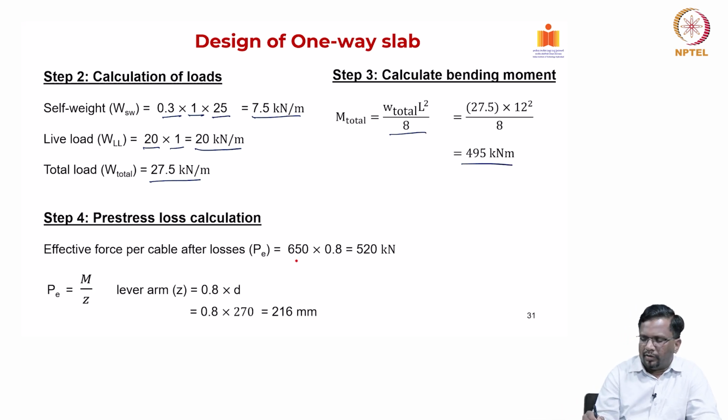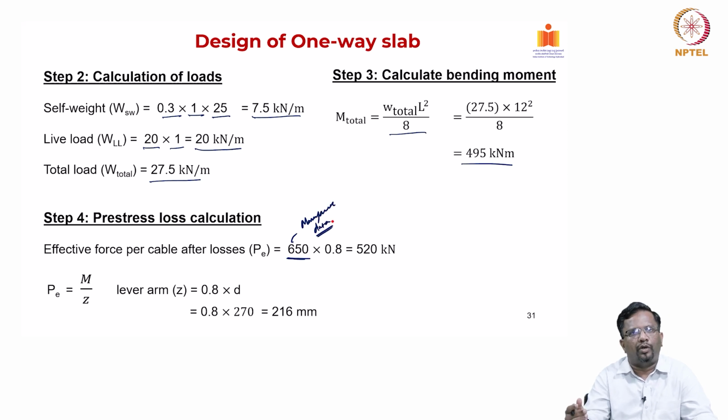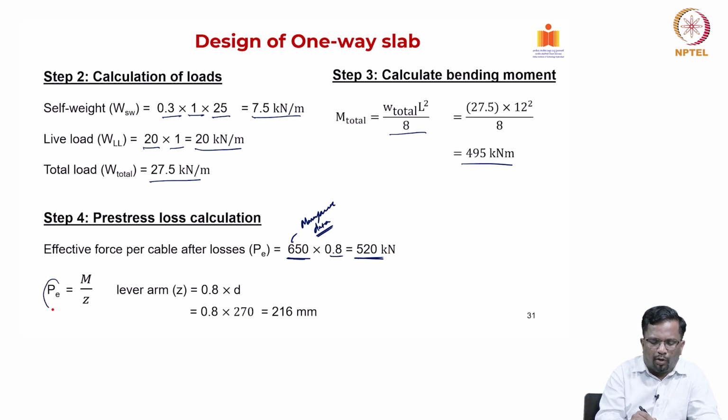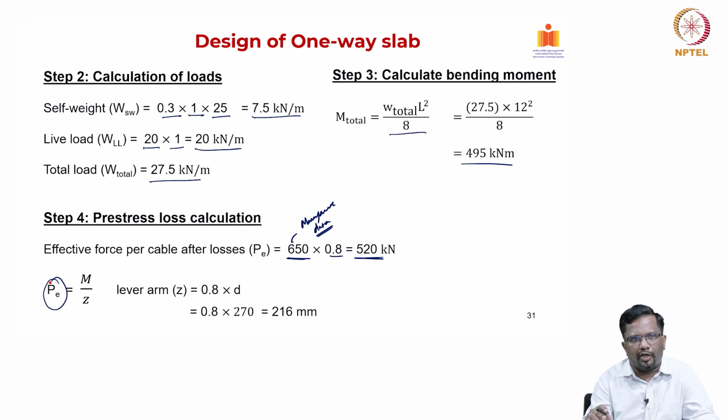Now, we have seen what one single cable can take from the manufacturer data. They say each cable could be one tendon with 3 cables or 4 cables or 5 cables. Let us say that 650 multiplied by 0.8 is 520 kilonewton. So, each cable can give only 520 kilonewton. Now, what is the amount of total pre-stressing required? I need to find that out.